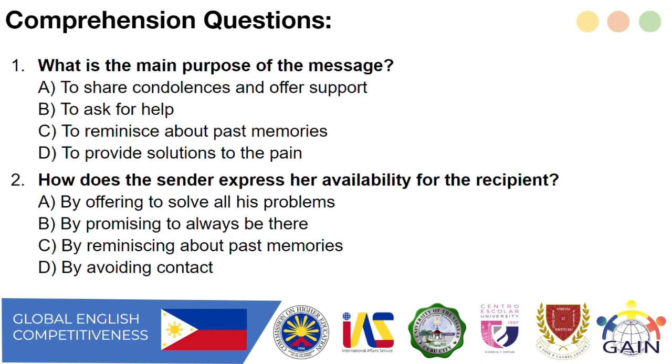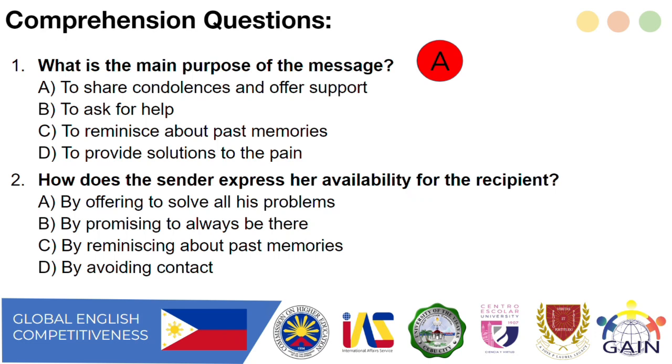Number 1. What is the main purpose of the message? Letter A. To share condolences and offer support. B. To ask for help. C. To reminisce about past memories. D. To provide solutions to the pain. And the answer for this is A. In the letter, Arlene mentioned, "I just wanted to reach out and let you know that I'm here for you, no matter what. You might need someone to vent to, cry with, or just sit in silence with."